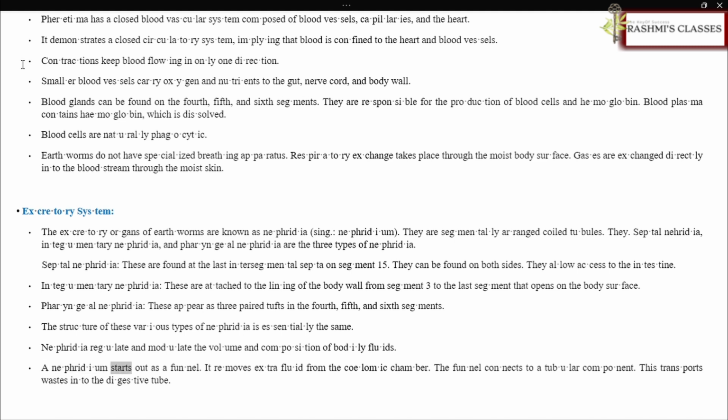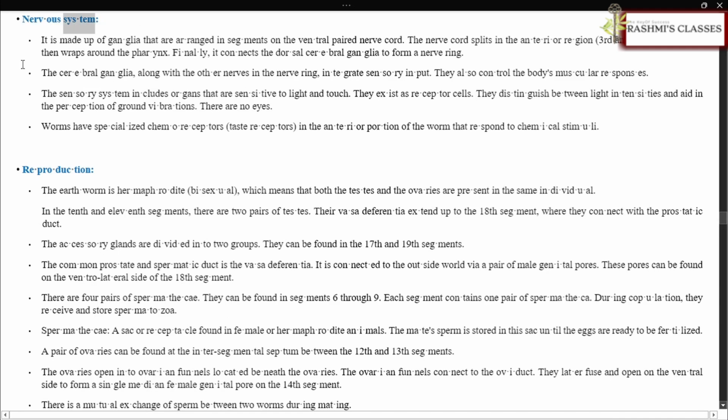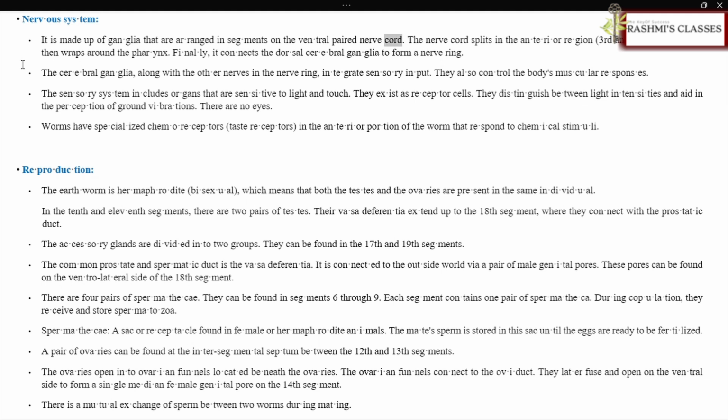A nephridium starts out as a funnel. It removes extra fluid from the coelomic chamber. The funnel connects to a tubular component. This transports wastes into the digestive tube. Nervous system. It is made up of ganglia that are arranged in segments on the ventral paired nerve cord.